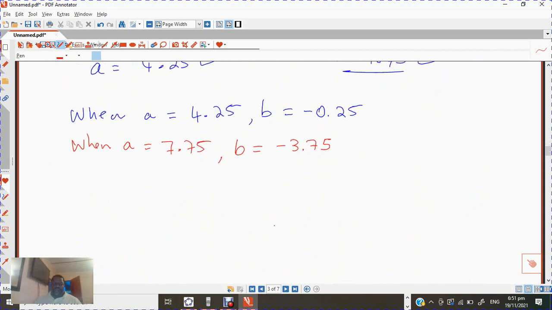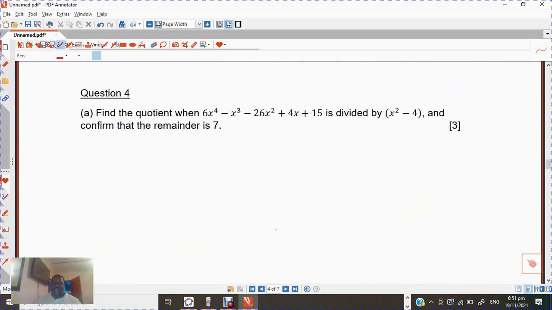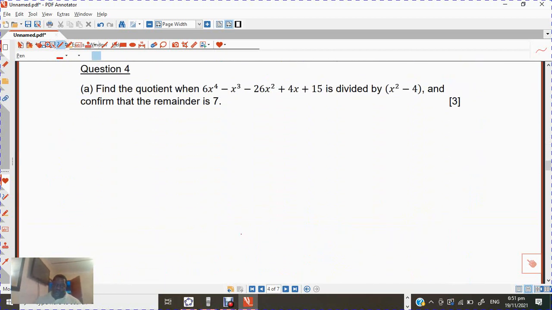All right, so let's look at question 4. It says find the quotient when that polynomial is divided by x squared minus 4, and then you must confirm that the remainder is 7. Now there's a little bit of work that you need to do in order to be able to determine that. I hope you are familiar with long division.